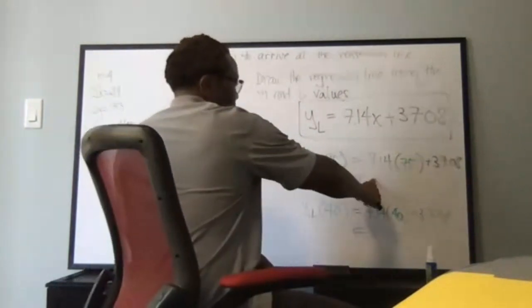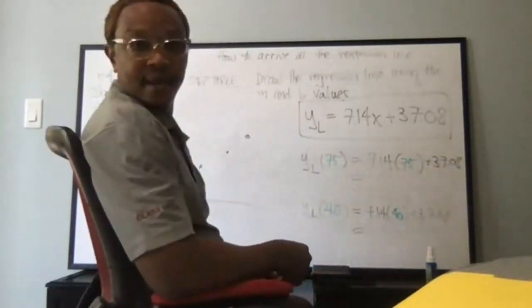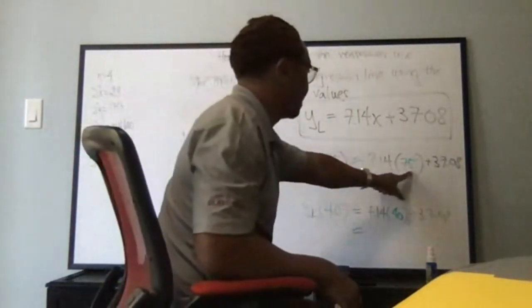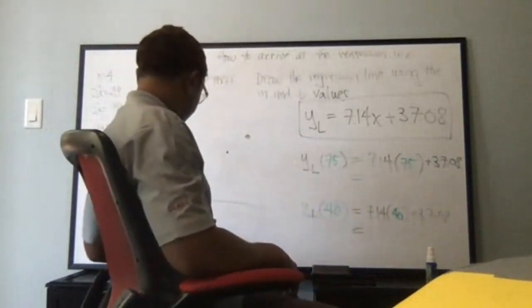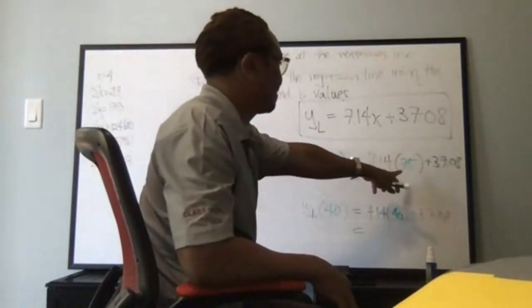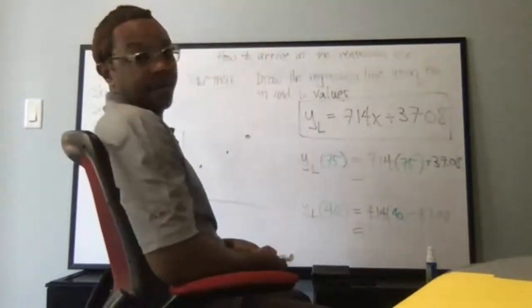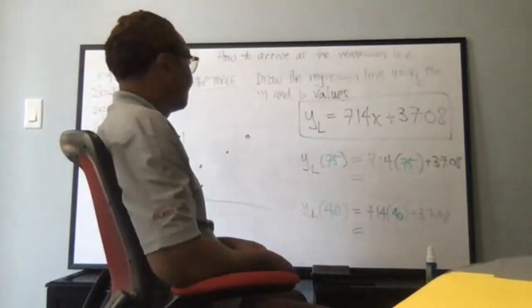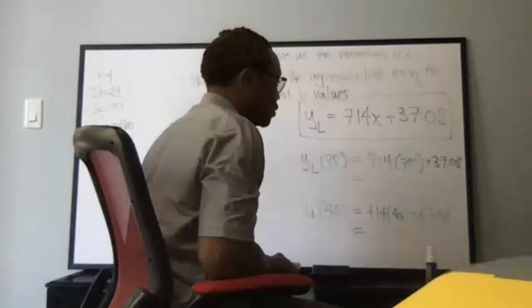All right, so what is the y that comes out when you put in 75 here? So you're going to do 7.14 times 75 plus 37.08. I got 572.58.